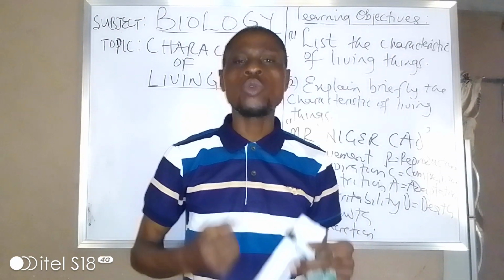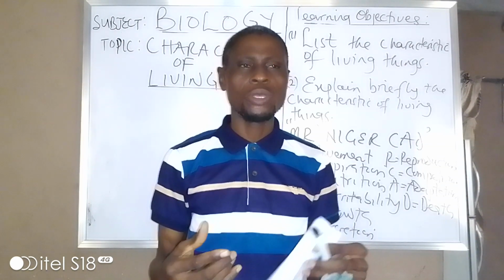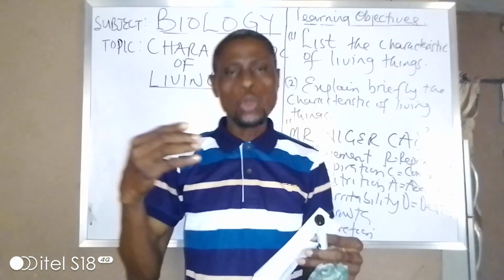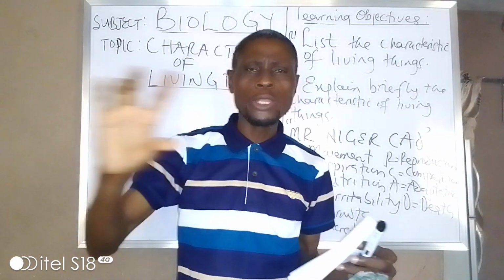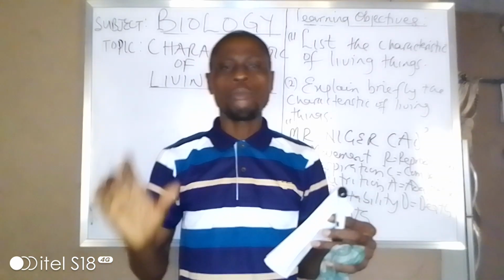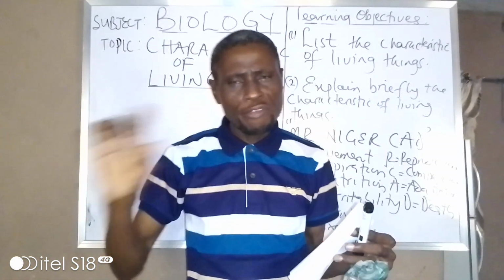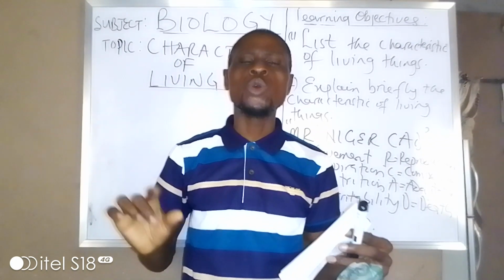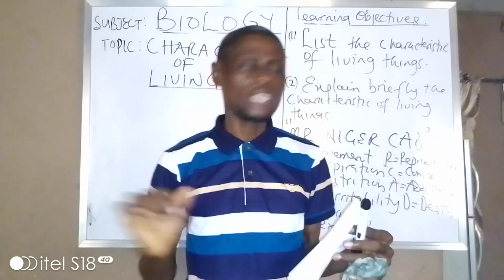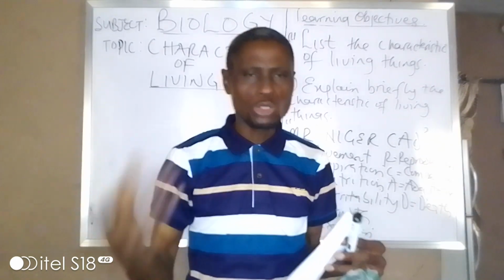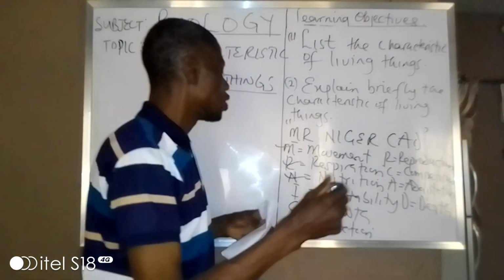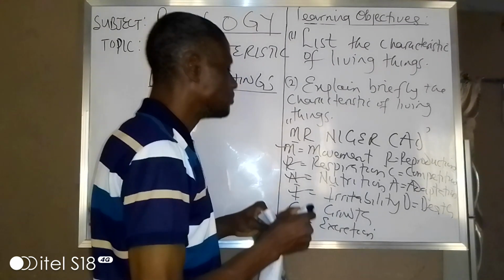Nutrition is also related to getting what? Energy. We have different types of nutrition: holozoic nutrition and then heterotrophic. Holozoic is synonymous with plants, but heterotrophic nutrition has to do with what? With animals. Okay, so plants carry out nutrition, animals also carry out what? Nutrition.